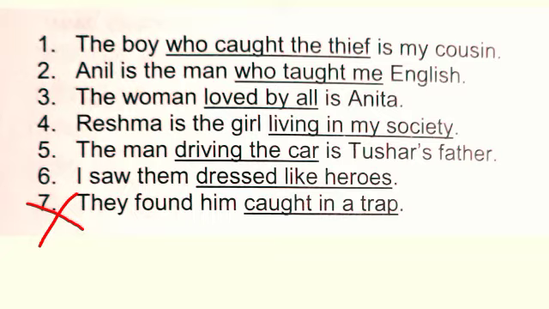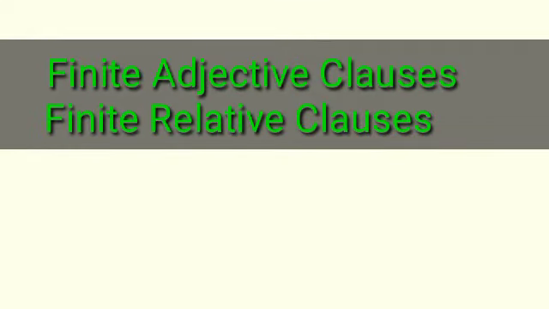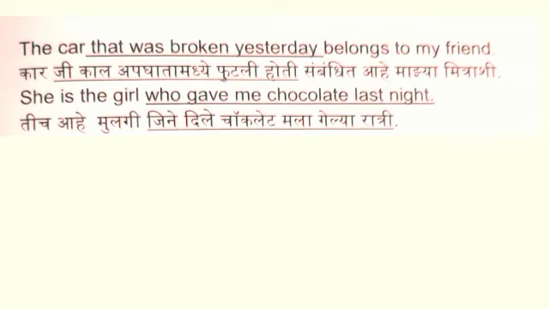Let's first of all talk about finite relative clauses or finite adjective clauses. Adjective clauses with finite verbs are called finite adjective clauses. They generally modify the nouns in the noun phrase. Therefore, they are also called relative clauses, or they are related to the nouns in the sentences. Have a look at these sentences. The first is, the man who told me the truth is your father. The second is, I saw the car that was broken in the accident. The third is, the car that was broken yesterday belongs to my friend. And the last is, she is the girl who gave me the chocolate last night.